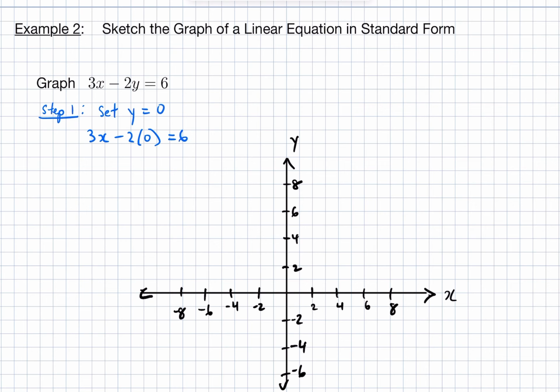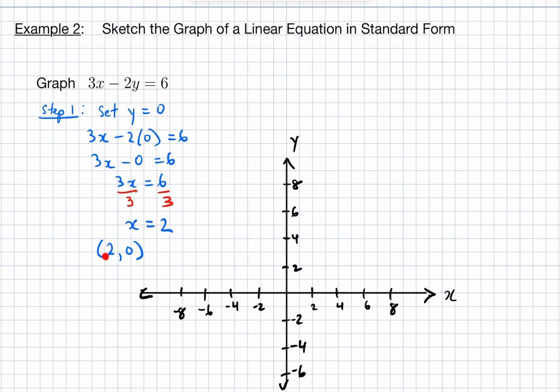And if we work through the algebra here, this becomes 3x minus 0 is equal to 6. That results in 3x equal to 6. And then if you divide both sides by 3, we're left with x is equal to 2, okay? So then our coordinate here, or our point, is going to be (2, 0), okay?